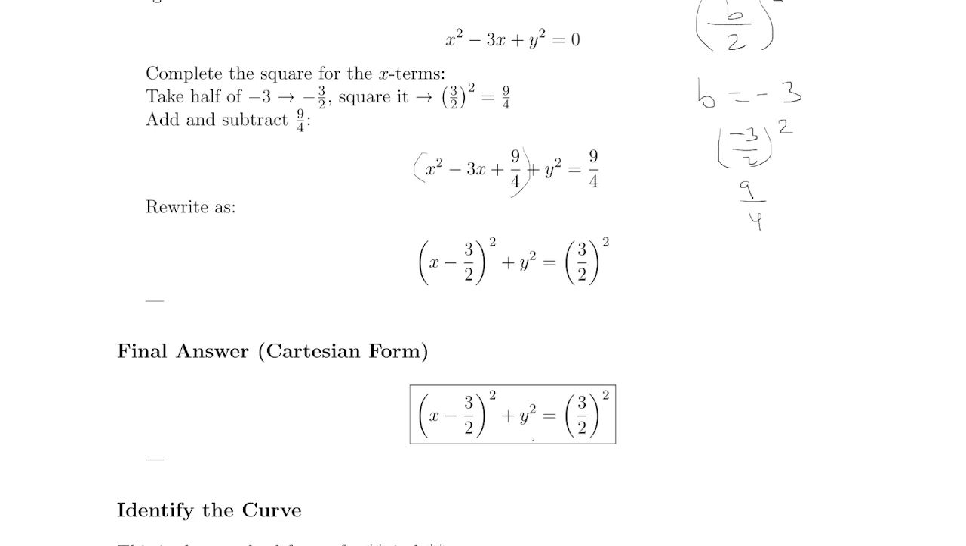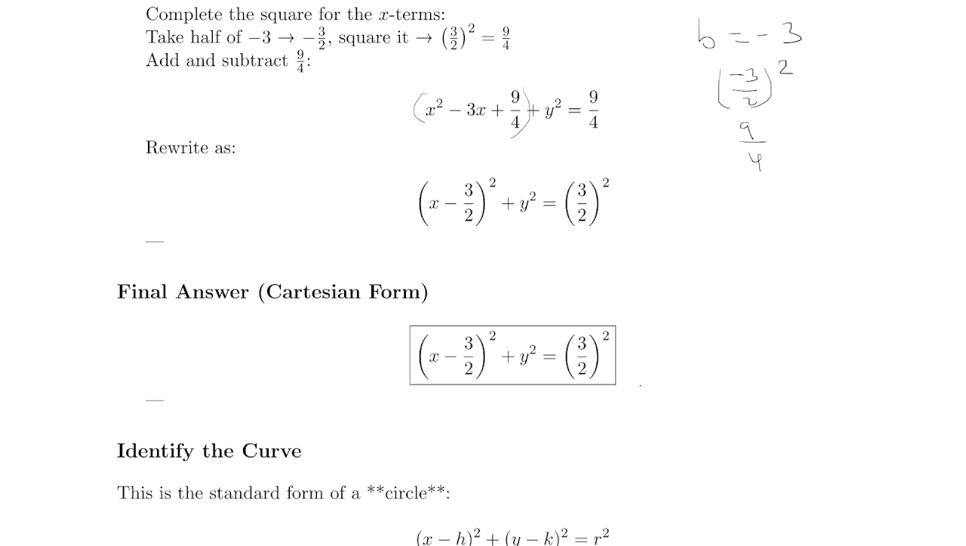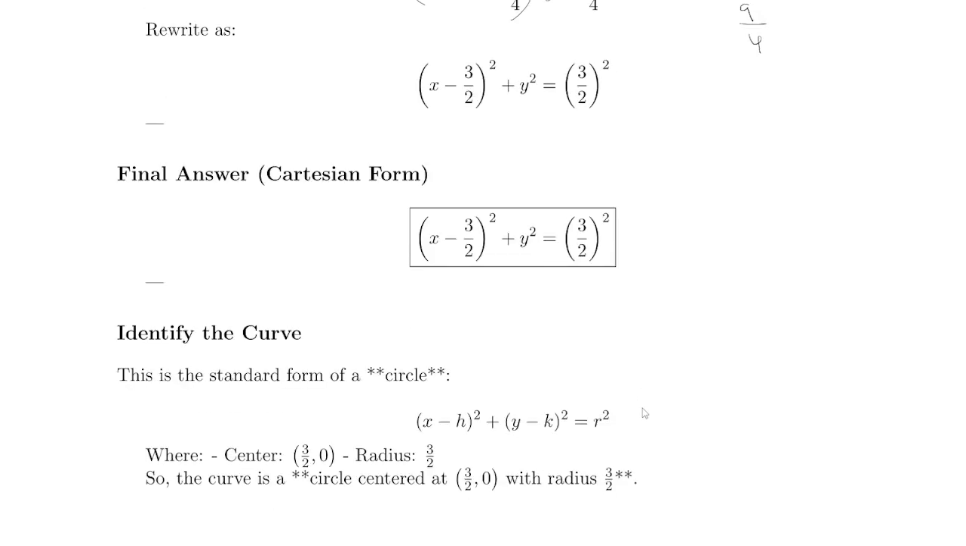Clearly this is a circle, because remember the circle, the standard form is x minus h quantity squared plus y minus k quantity squared equals r squared. The center is at 3/2 comma 0, so that's these guys right here. And then the radius is 3/2.